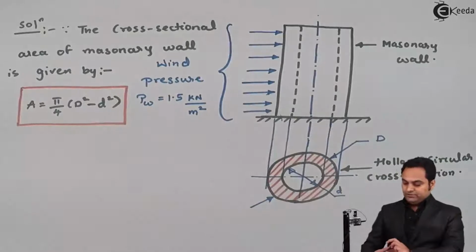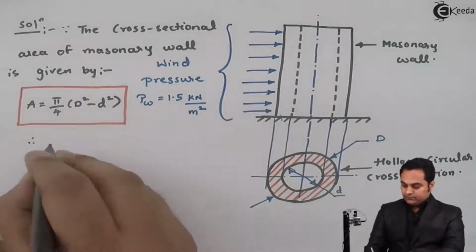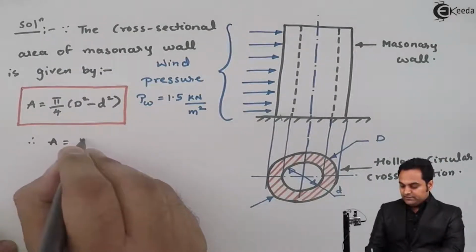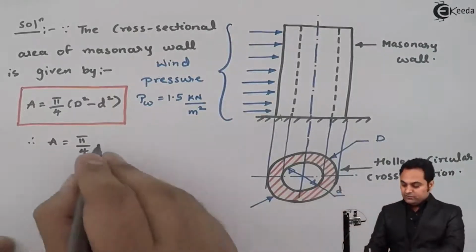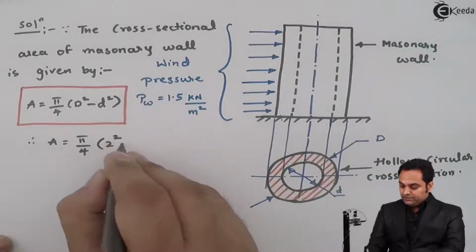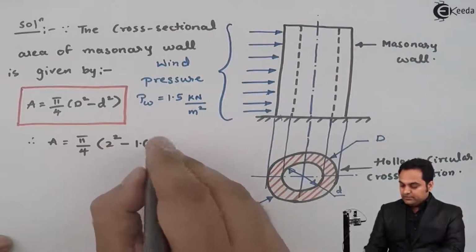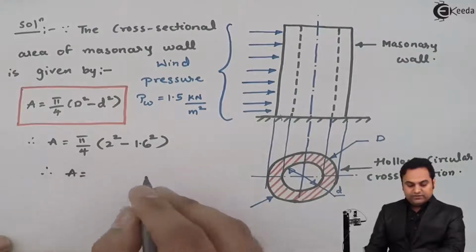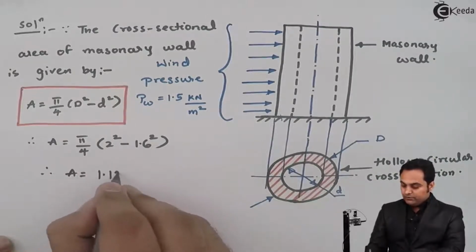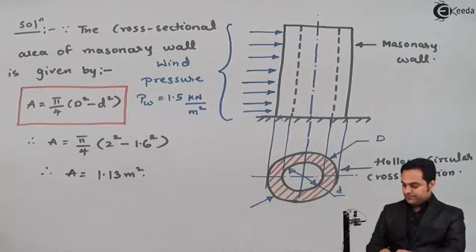I'll put the values here. Therefore, capital A is equal to pi by 4. Capital D is given as 2 meter, and internal diameter small d is given as 1.6 meter. So therefore the answer of area comes out to be 1.13 meter square.